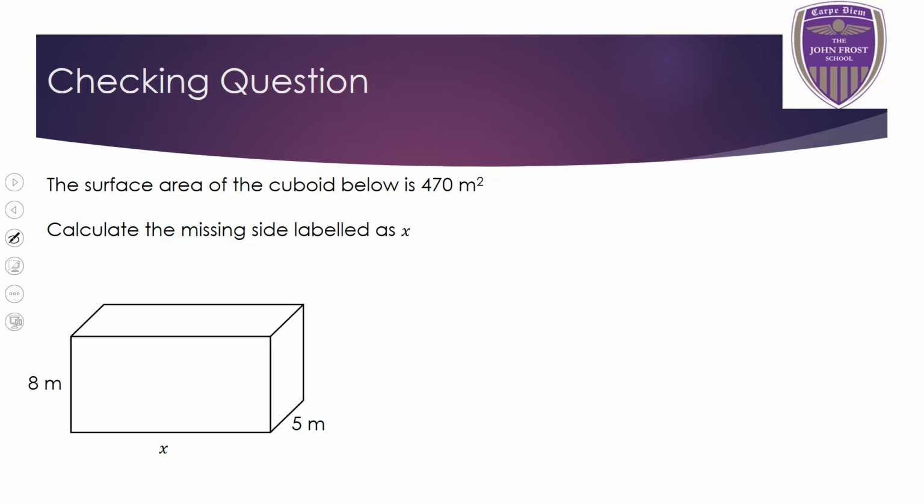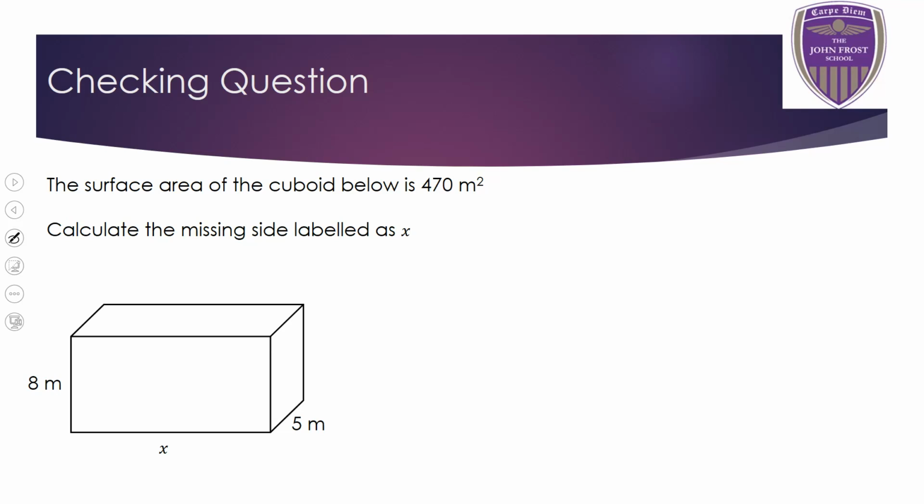All right, welcome back. This one's slightly different now because it says the surface area of the cuboid is 470. Calculate the missing side that's labeled as X. So we're working backwards. I'm telling you what the total surface area is, and you've got to work out what the missing value is. There's a few different ways you can attempt this question, but the best way that I would do it is like so.